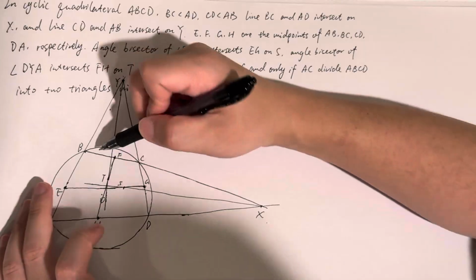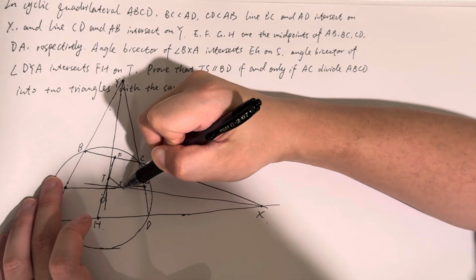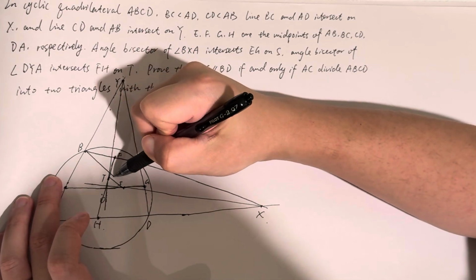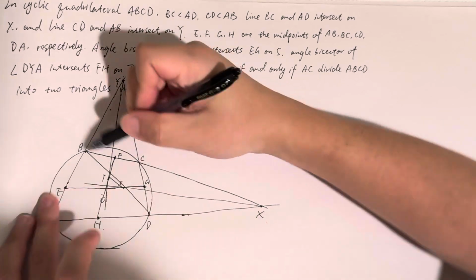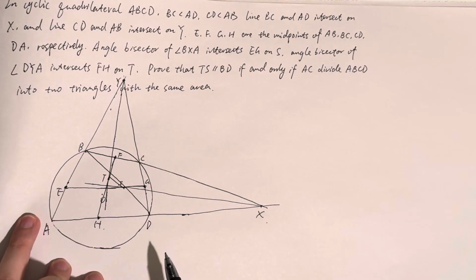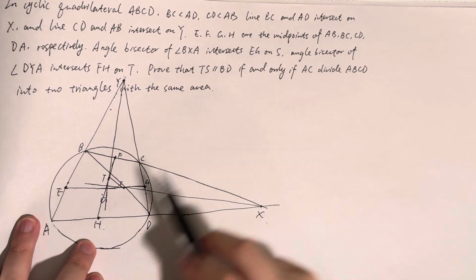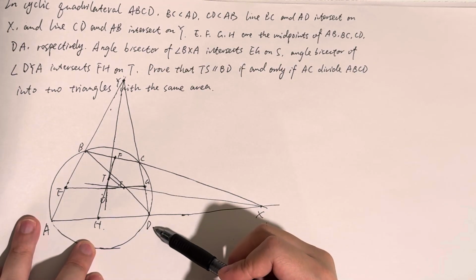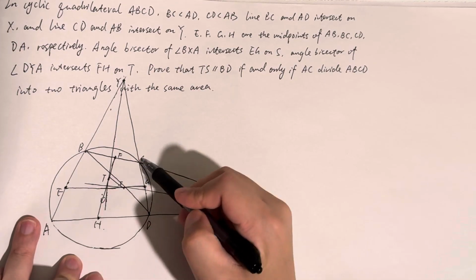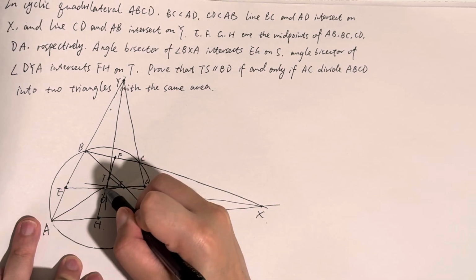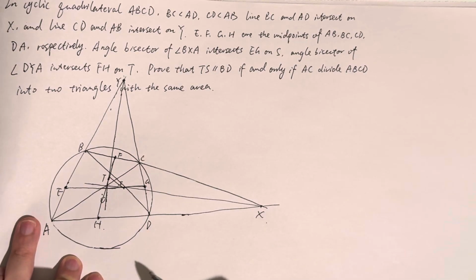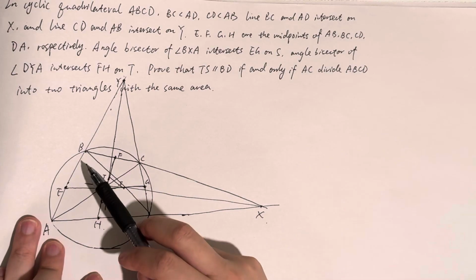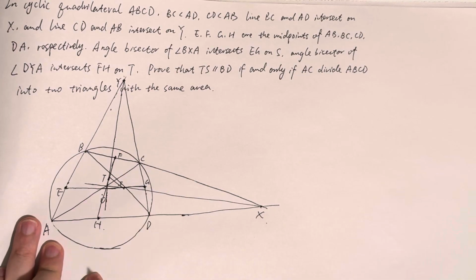Now we want to prove that TS is parallel to BD if and only if AC divides the quadrilateral ABCD into two triangles with the same area.